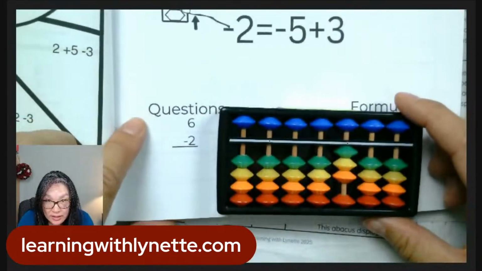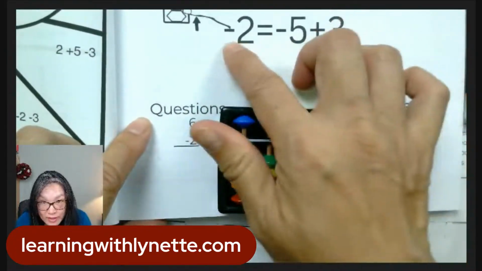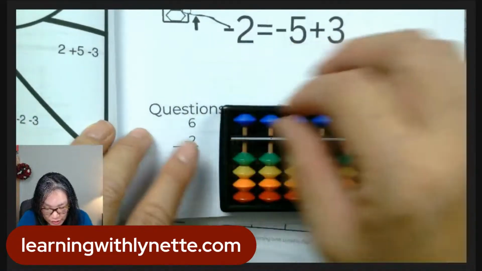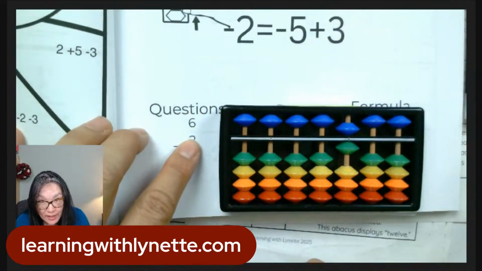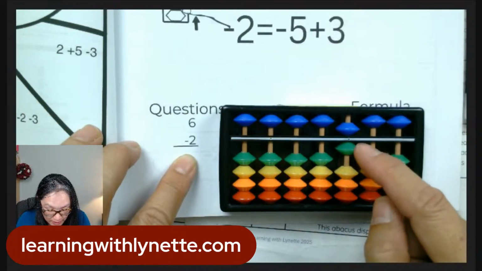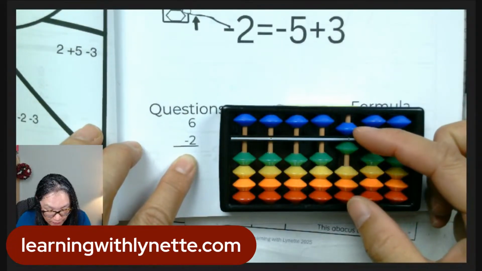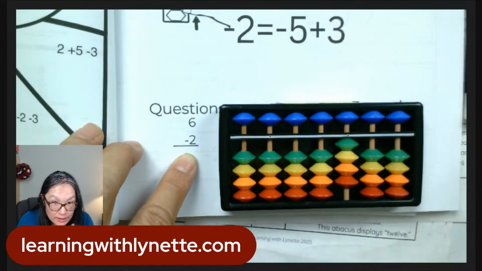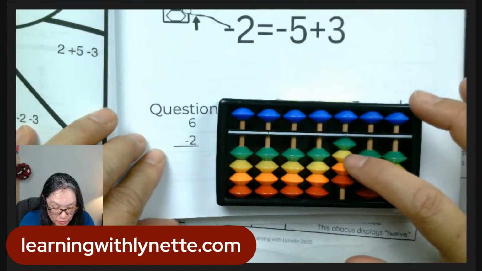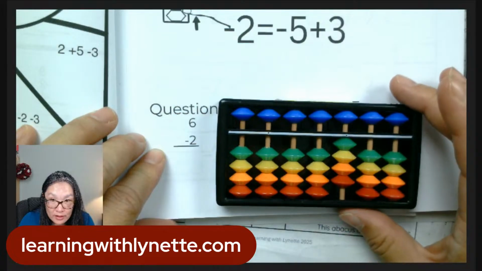So here is the equation. Here's the formula that we need to memorize. Here is the number. Here's the question. If I have 6 and I want to minus the 2, I don't have enough beads to minus the 2. What do we do? Minus the 5 plus the 3, up together at the same time. So my final answer is 4. 1, 2, 3, 4. That's what we're doing.